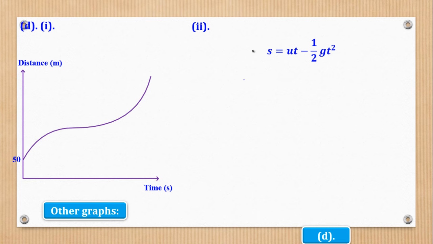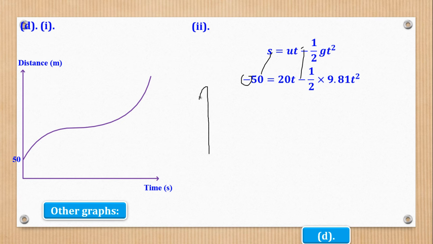So we shall use the second equation of motion and substitute. Because it is below the point of projection, that's why it is negative. Here we shall put negative because, why is it negative? It is because the body first moved upwards, meaning that the acceleration was negative g.